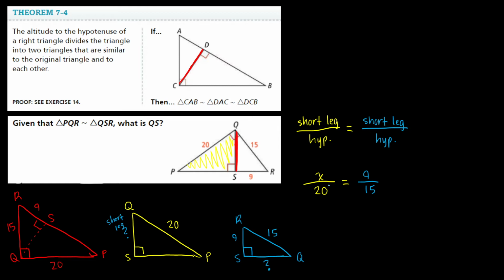We're going to cross multiply. X times 15 is just 15x. And 9 times 20 is 180. And when we divide both sides by 15, we get x is equal to 12, which means QS is equal to 12.